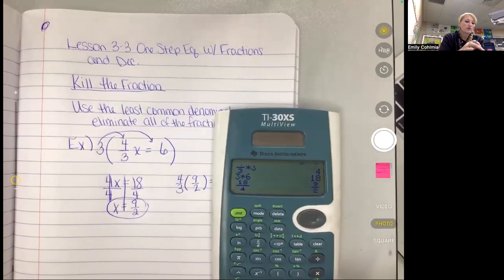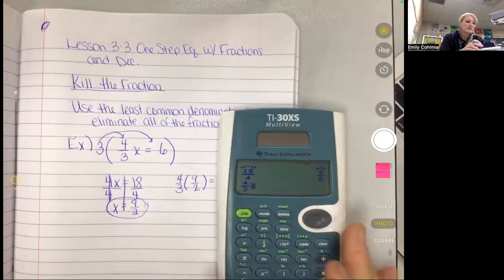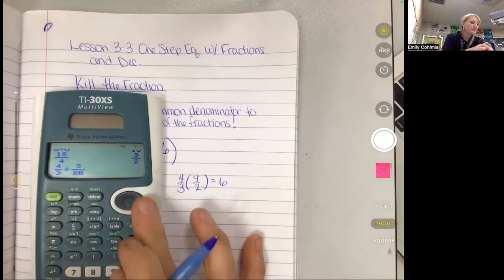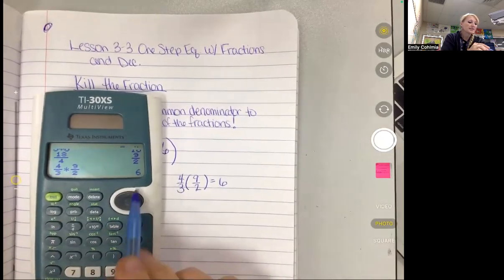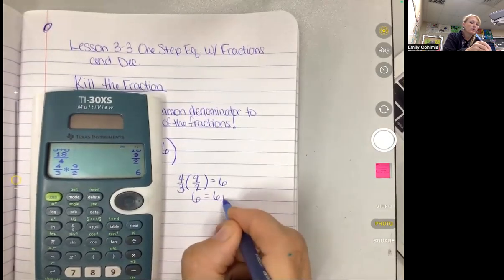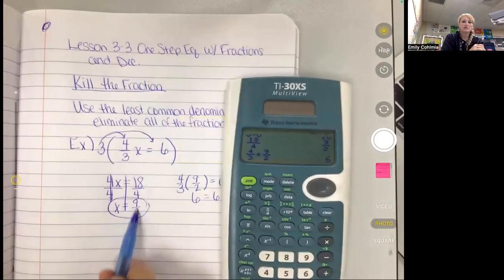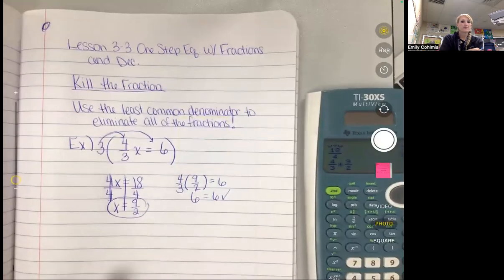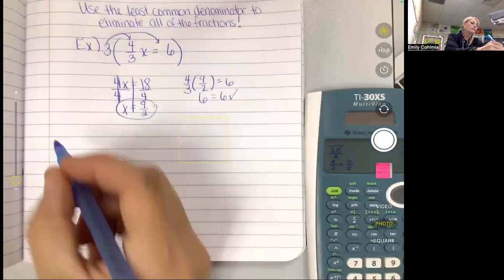So we're going to put 4 over 3 times 9 over 2, and it should equal 6, and it does. So because it equals 6, I know that my answer of 9 over 2 is correct. And that's killing the fraction. So let's do another example.